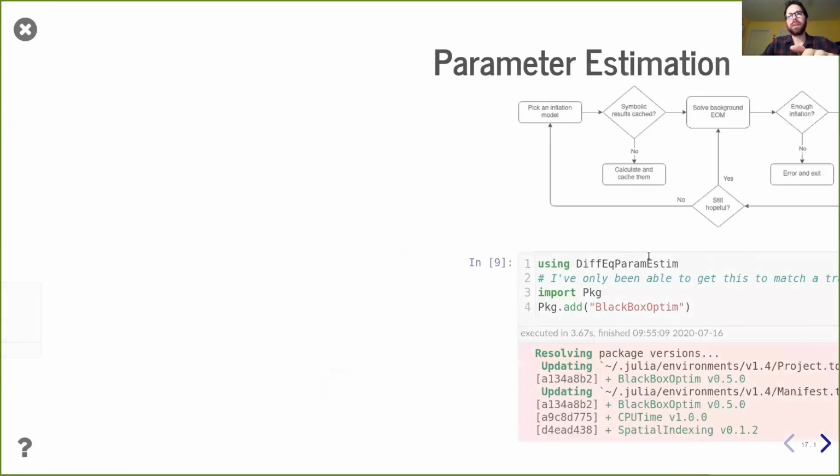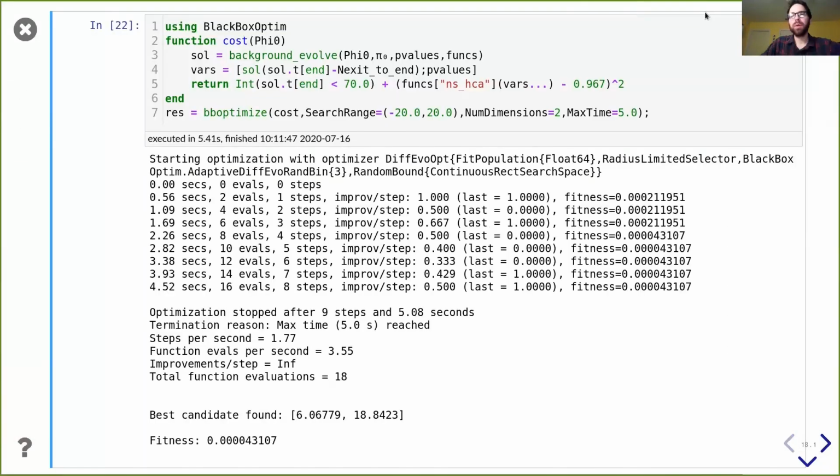So let's see if we can do better. Let's try some parameter estimation. One way we support doing parameter estimation with Inflation.jl is essentially just using BlackBoxOptim, which is a great package, I think. So I'm just optimizing over this cost function, and the cost function measures the amount of expansion being at least 70 e-folds, and an estimate of NS, an approximate result, it's not perfect, measuring that to be close to 0.967, which is about the observed value. So you don't have to run it for very long.